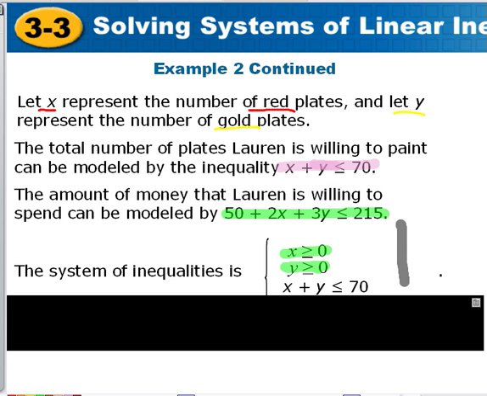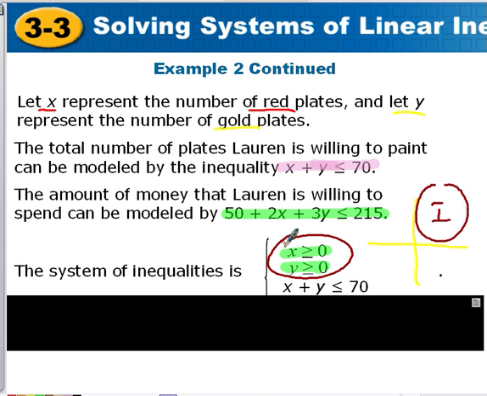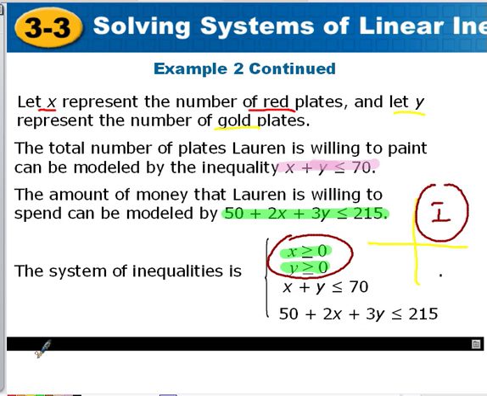So if you were graphing, quadrant 1 is right here. And this is where your solution is going to be. You don't have to worry about the other three quadrants. Why? Because you're not going to have negative plates. All right, so we're going to take this system of equations and graph them.